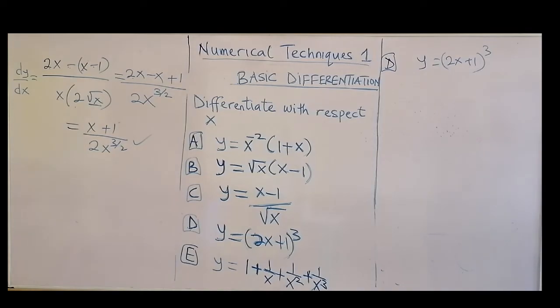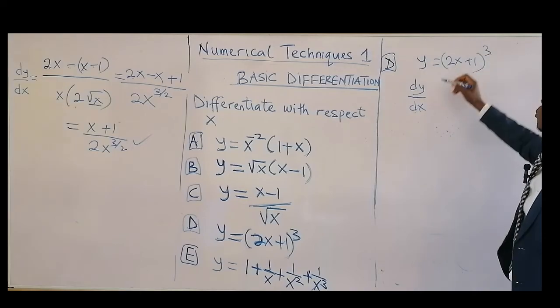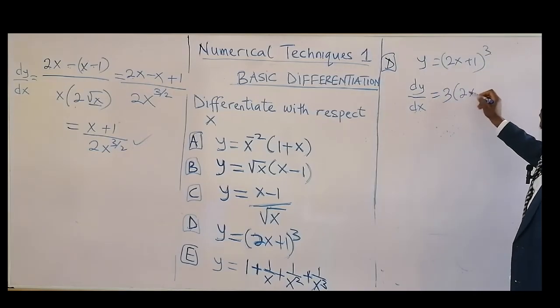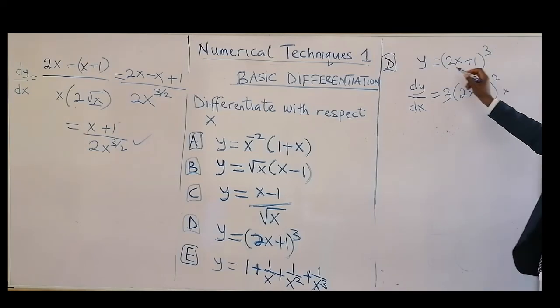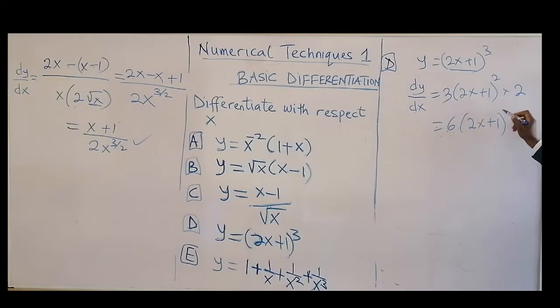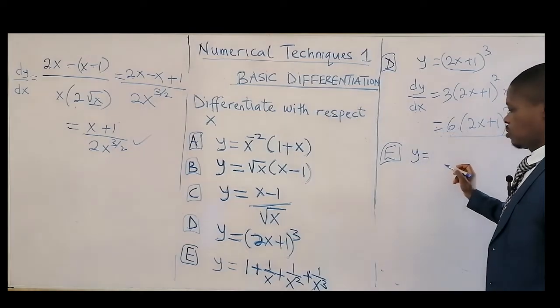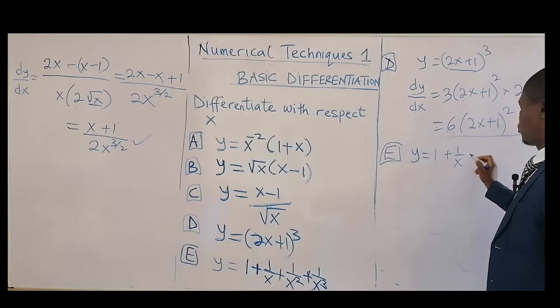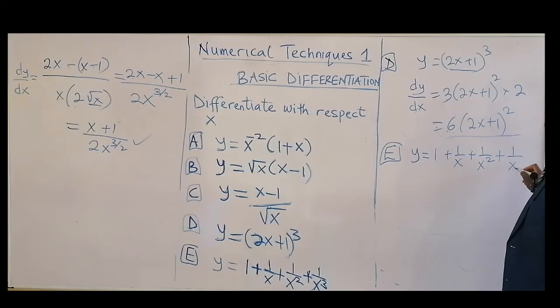This one is a chain rule, so dy/dx will be equal to the power going to the front, then the bracket 2x plus 1 with the power minus 1, that's power 2, and then times the derivative of the base, which is 2. 3 times 2 is 6, so 6 times (2x plus 1) to the power 2. Then the last one, the e part: y equals 1 plus 1 over x plus 1 over x squared plus 1 over x cubed.